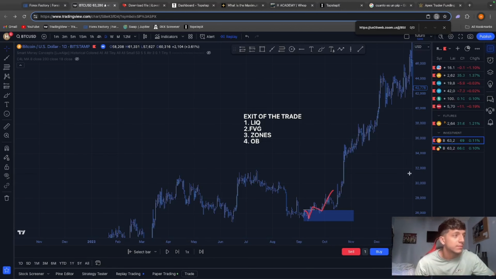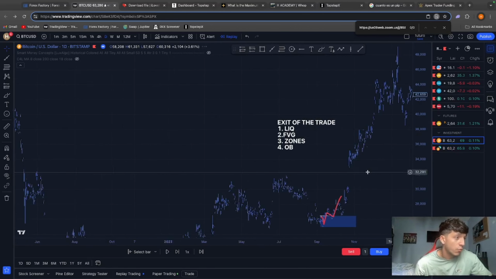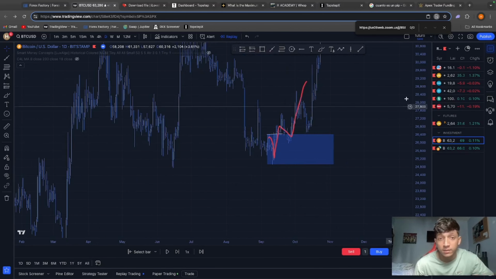That's it. So this is how we use order blocks for entries and for exits.